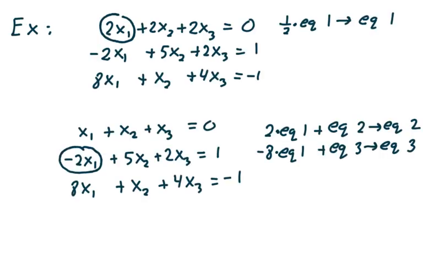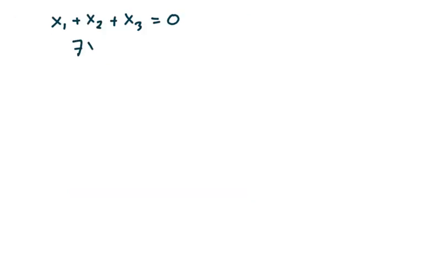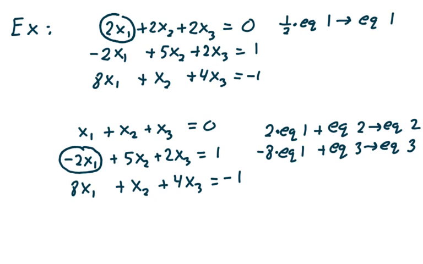Now, in the second equation, notice I'm going to take 2x2 and add 5x2 to get 7x2. And I'm going to take 2x3 and add 2x3 to get 4x3. So it's 7x2 plus 4x3 equals 1. So remember, my second equation no longer has an x1 term, and that's a good thing.